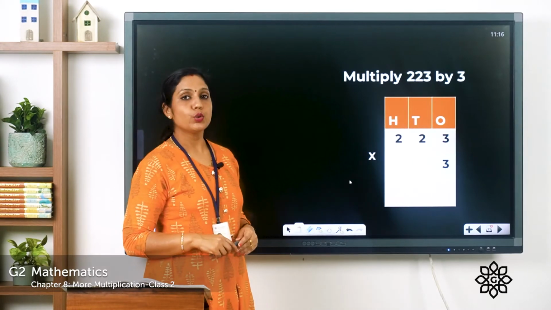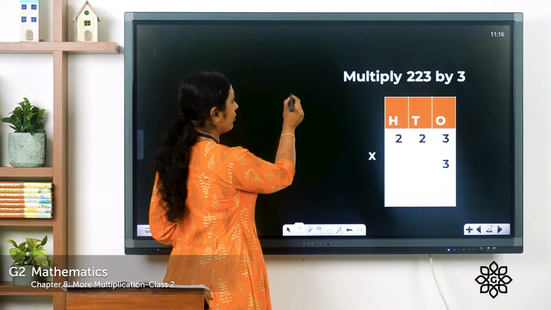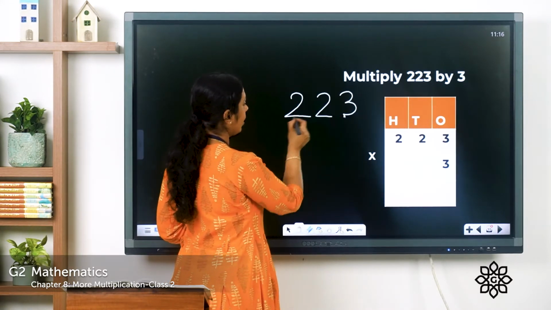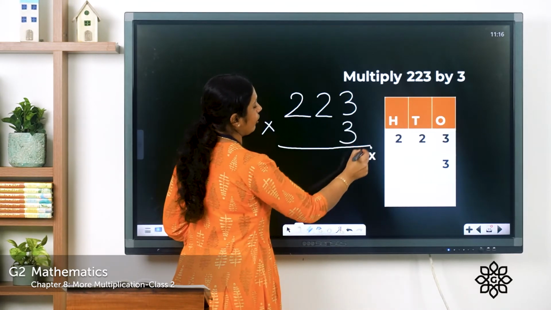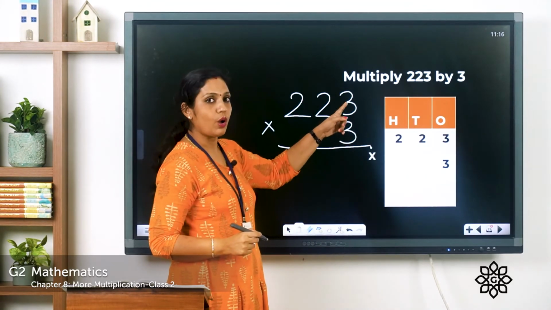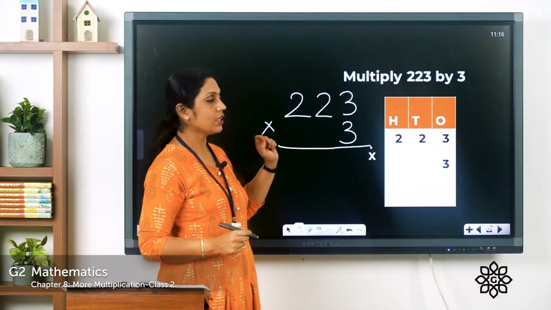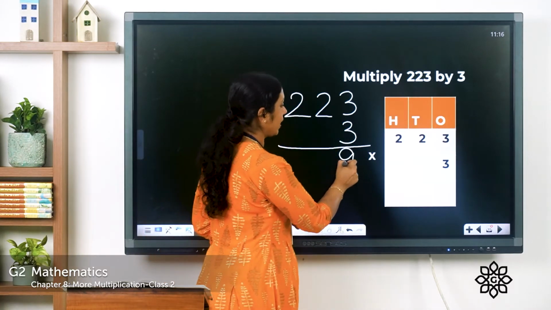Next let's check 223 by 3. So here also you are having a 3-digit number. 223 into 3. We have to multiply this 3 with all the digits in the ones place, tens place and hundreds place. So 3 3s are 9. Write it right here in the ones place.